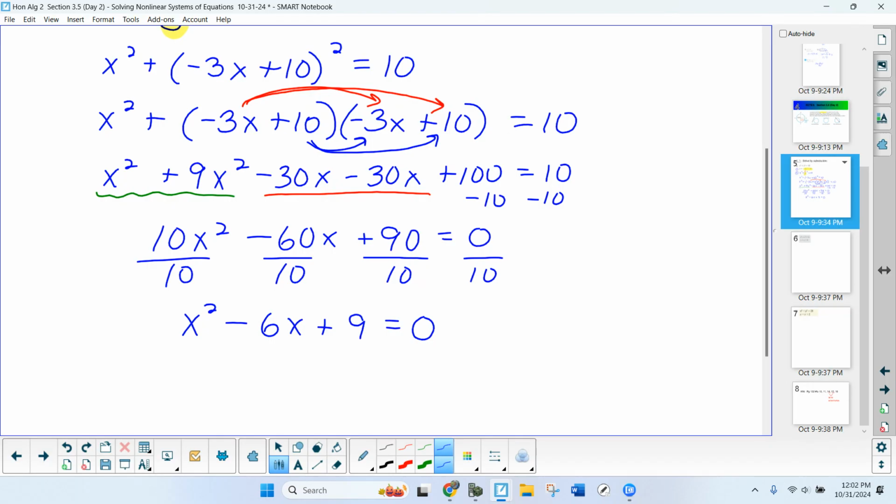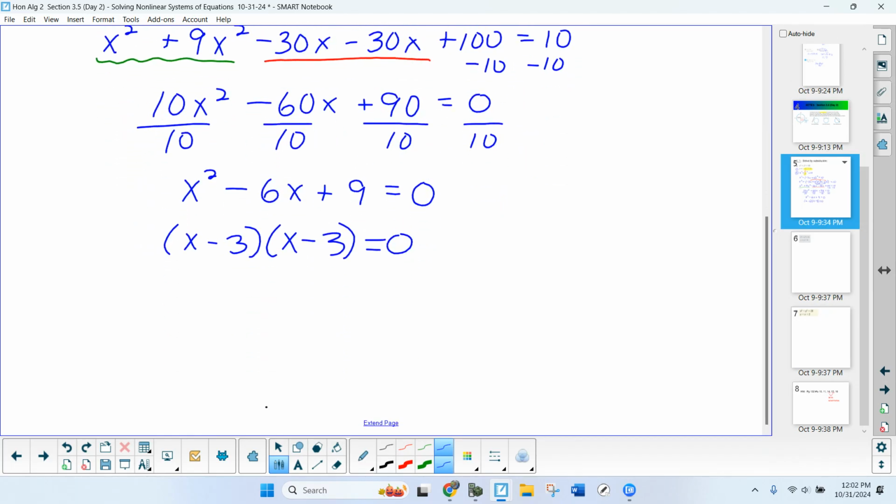All right, what question did you guys ask yourself on this one? What multiplies to 9 and adds to give you -6? What did you guys come up with? Negative 3 and negative 3. So what does this factor into? X minus 3 and X minus 3 equals 0. Now, when we solve this, you set each piece equal to 0.